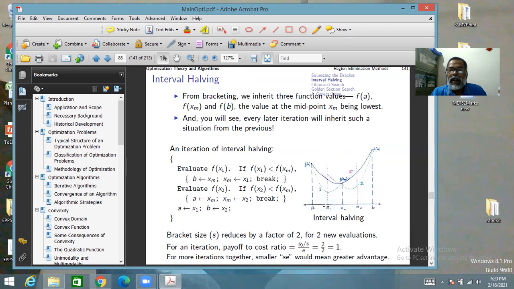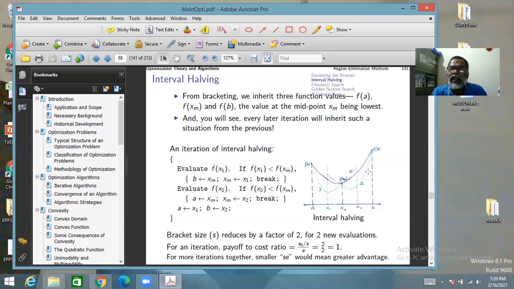Like this first quarter, then we evaluate the third quarter at x2. If f(x2) is lower than this, then rather than this side, it will be this side. So that is, x2 is 2. Then xm is renamed as a. Now the new a is here. x2 will be renamed as xm. The new midpoint will be here, and we proceed with this interval for the next iteration.